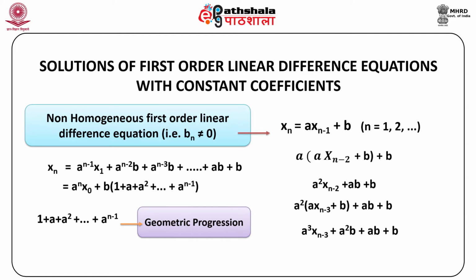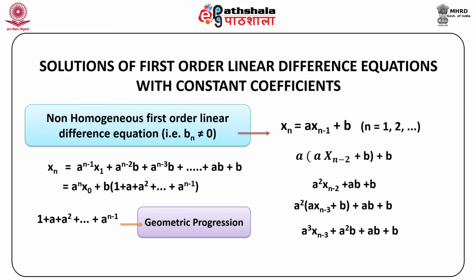Let us consider the equation of the type xn is equal to a xn minus 1 plus b, which is equal to a times (a xn minus 2 plus b) plus b, which is equal to a squared xn minus 2 plus ab plus b, which is equal to a squared (a xn minus 3 plus b) plus ab plus b, which is equal to a cubed xn minus 3 plus a squared b plus ab plus b.